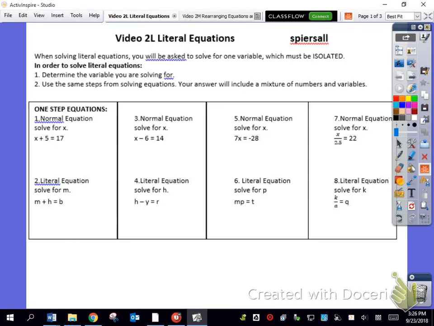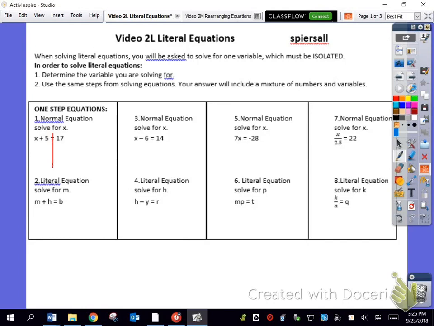Literal equations use the exact same method that we've used to solve equations, but the only difference is we won't always have all numbers. You're still going to use the same steps you use to solve equations, okay? So I'm going to show you what we've done normally, and I'm going to show you one with the literal equations. That's why they're boxed off so you can see them, okay? So look at number 1.